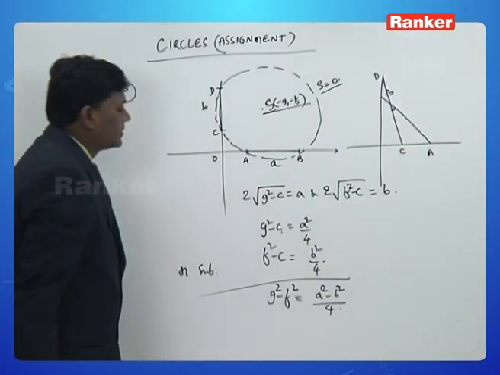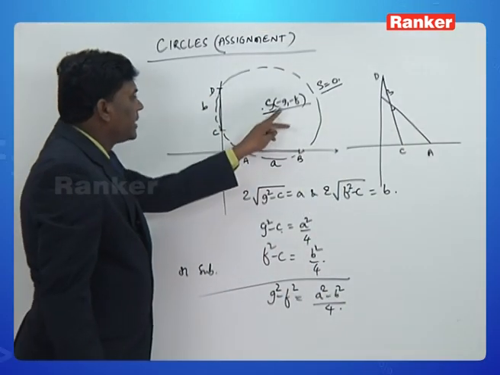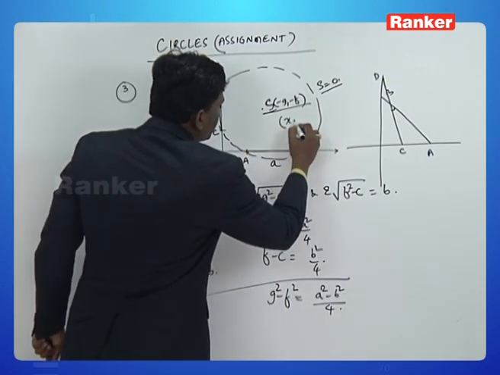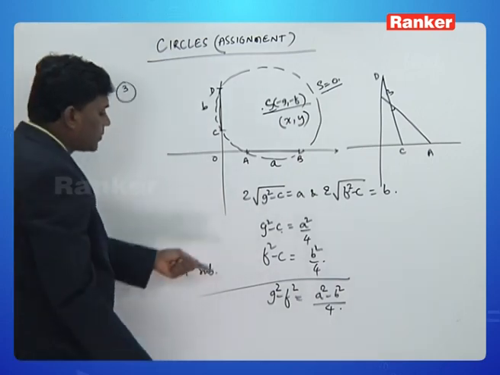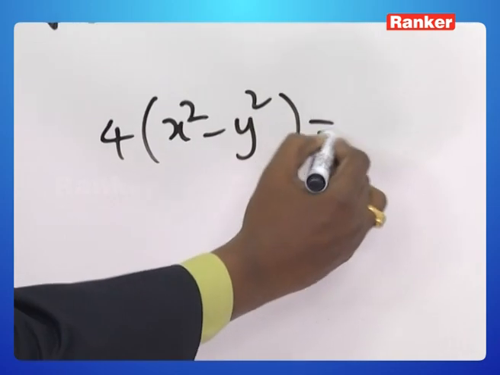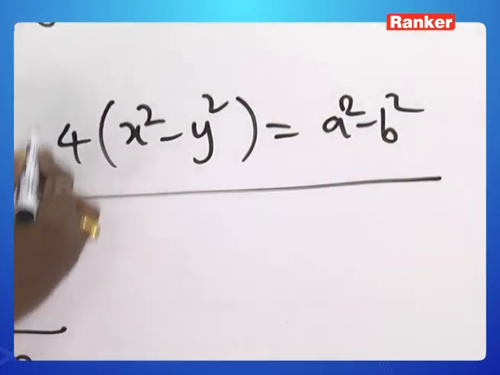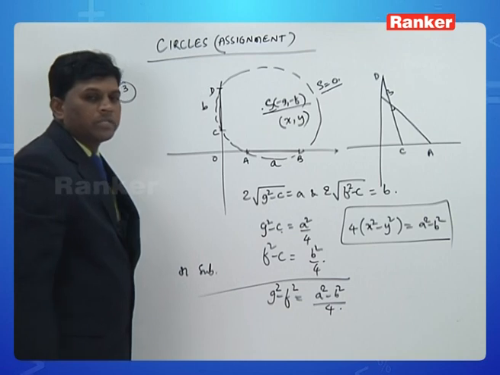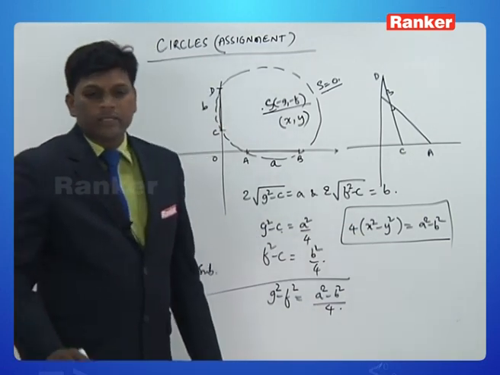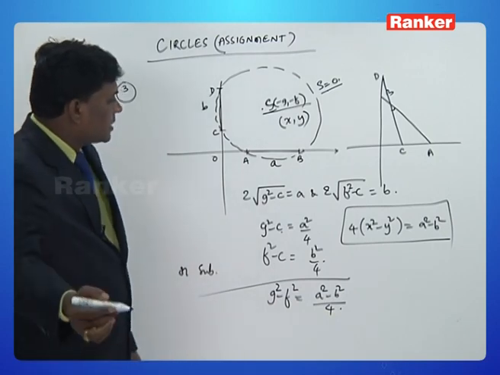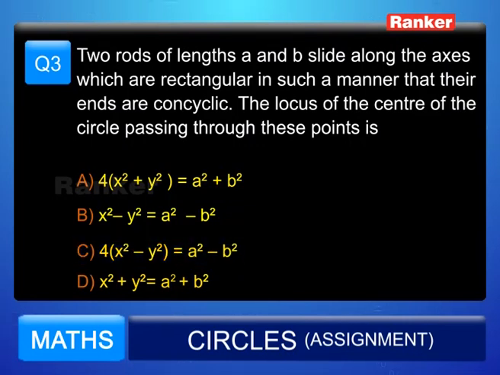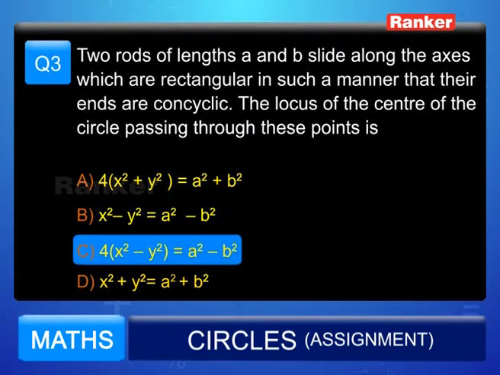Now the locus of (-g, -f), if you want, just replacing -g, -f with x and y, the required locus will be 4 into x square minus y square equals a square minus b square. This is the required locus we are getting, which at later stages can be proved as a rectangular hyperbola. So as per the given options, option C is the right answer to this question.